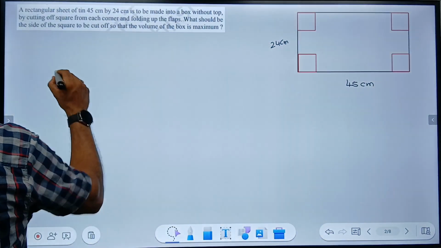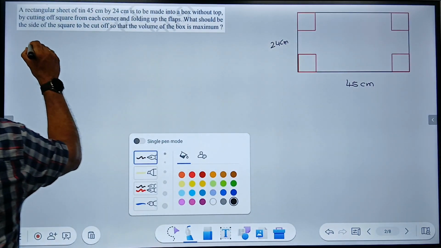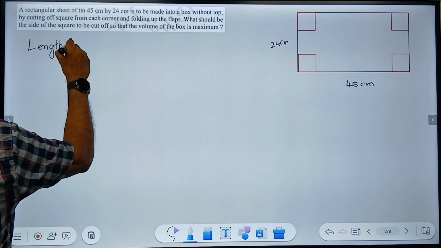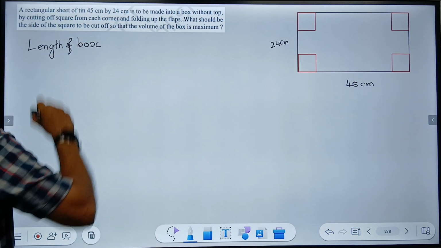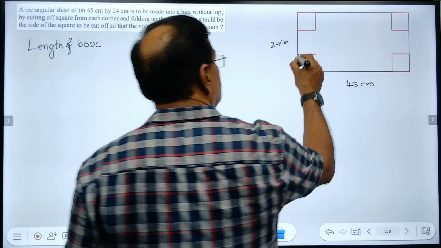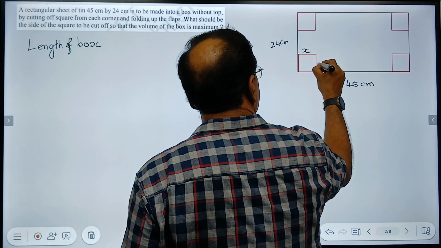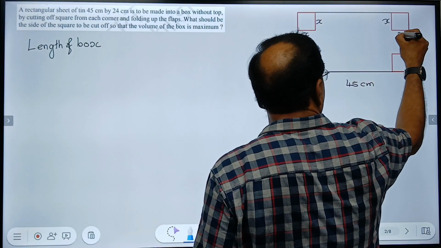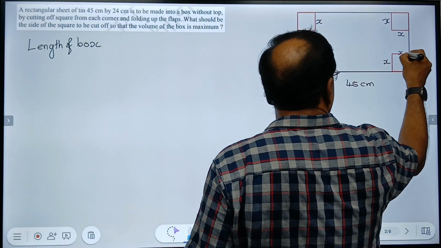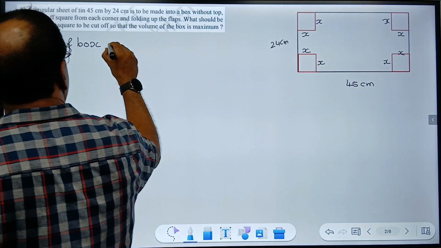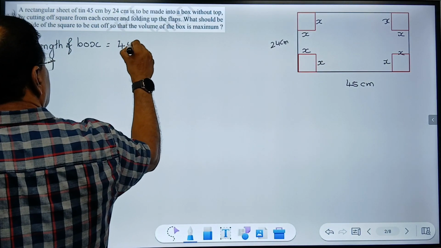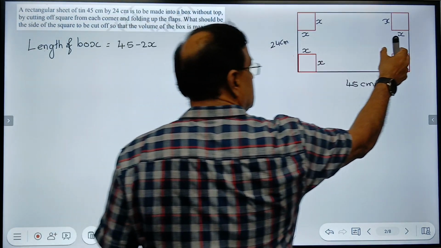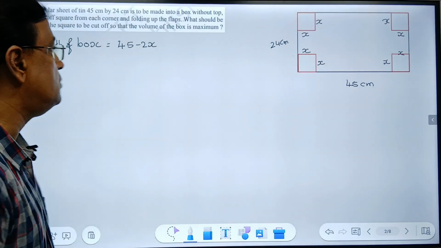So what is the length of the box? Before taking the length of the box, I should know what dimension I'm going to cut. So I'm going to cut equal squares, so let the dimensions of the square be x. So what will be the length of the box? The length of the box will be 45 minus 2x. Why is it minus 2x? x on this side, x on that side, so 45 minus 2x.